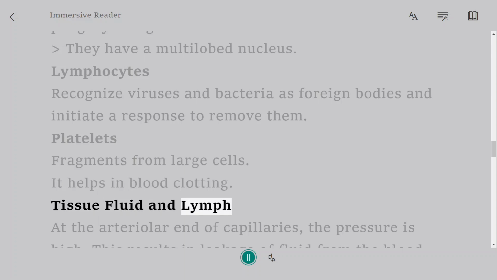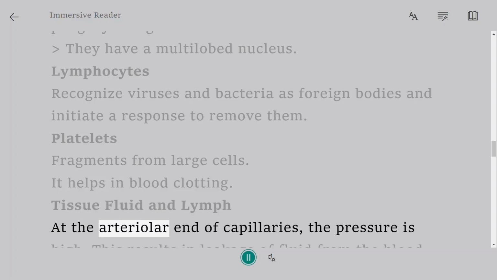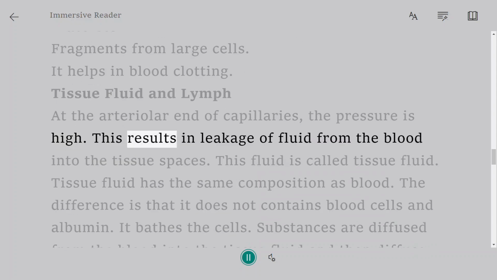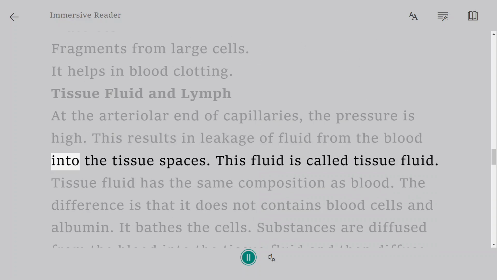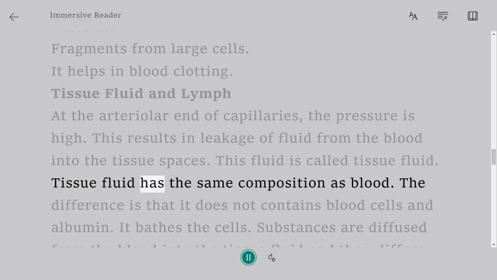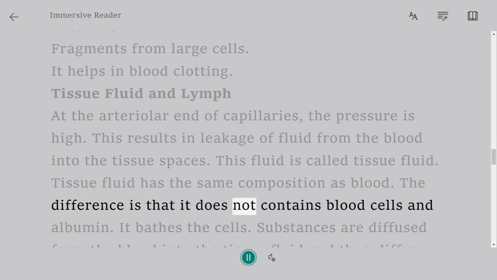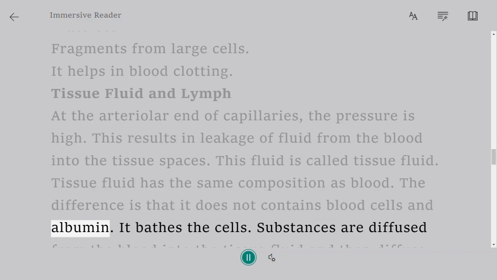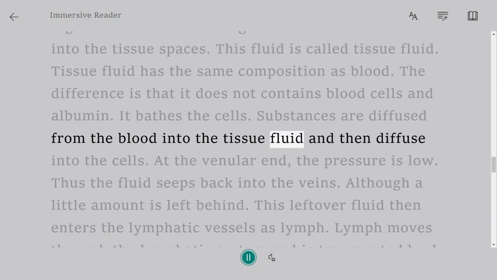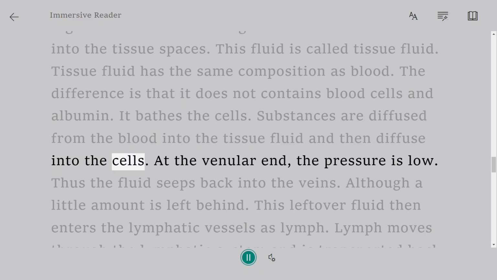Tissue fluid and lymph. At the arteriolar end of capillaries, the pressure is high. This results in leakage of fluid from the blood into the tissue spaces. This fluid is called tissue fluid. Tissue fluid has the same composition as blood. The difference is that it does not contain blood cells and albumin. It bathes the cells. Substances diffuse from the blood into the tissue fluid and then diffuse into the cells.